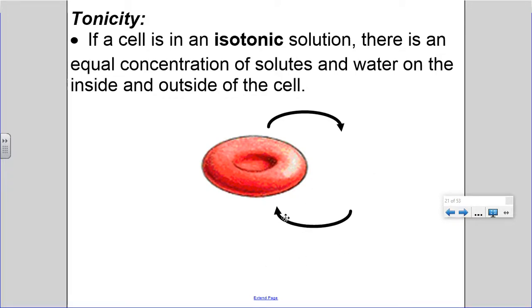This means that maybe there is a 90% concentration of water on the inside. There's also 90% concentration on the outside. Again, if we're talking about an animal cell, this is what normally should happen.